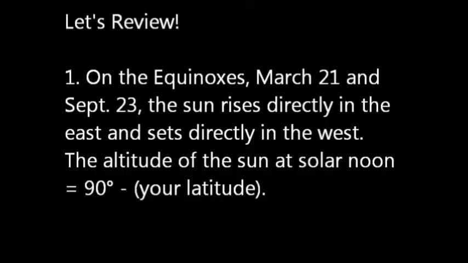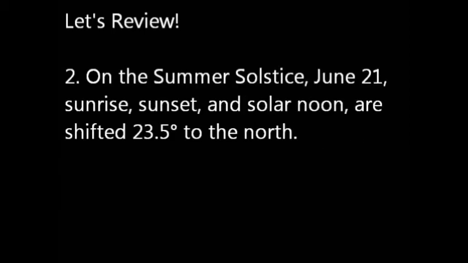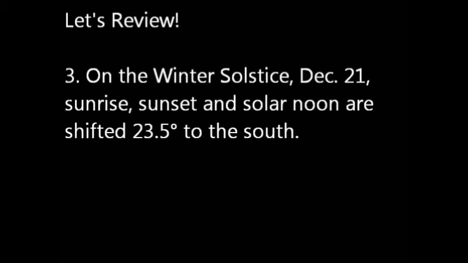Let's review. On the equinoxes, March 21st and September 23rd, the sun rises directly in the east and sets directly in the west. The altitude of the sun at solar noon equals 90 degrees minus your latitude. On the summer solstice, June 21st, sunrise, sunset, and solar noon are shifted 23.5 degrees to the north compared to the equinox. And on the winter solstice, December 21st, sunrise, sunset, and solar noon are shifted 23.5 degrees to the south compared to the equinox. And lastly, the seasons are caused by Earth's tilt.